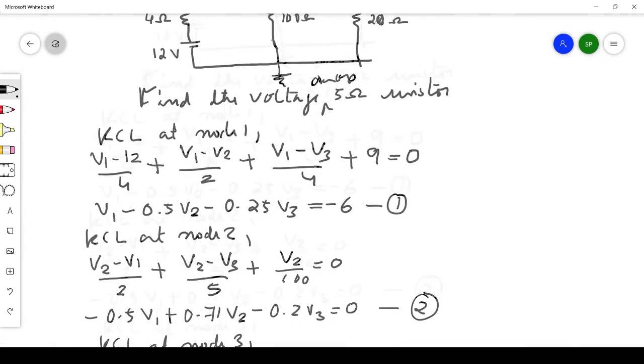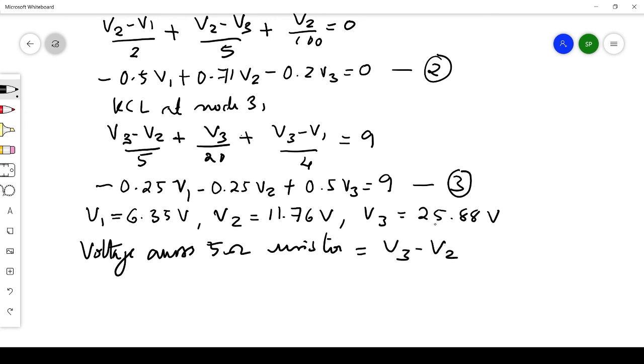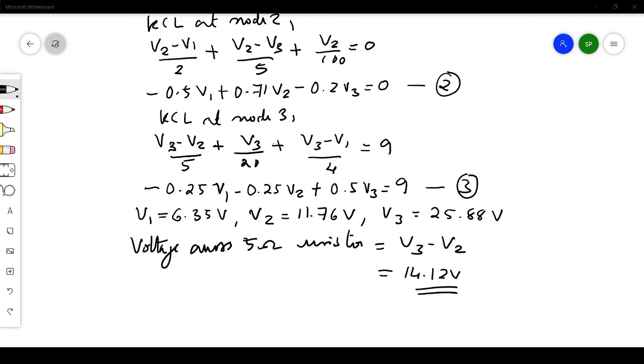So the voltage across the 5 ohm resistor is equal to V3 minus V2. You can see that V3 is at a higher potential than V2, that's why we have taken V3 minus V2. So it is 14.12 volt. We already have the values of V1, V2 and V3, so we substituted those values to get this. This is how you solve problems using nodal analysis, and we know that for nodal analysis we have to apply Kirchhoff's current law.